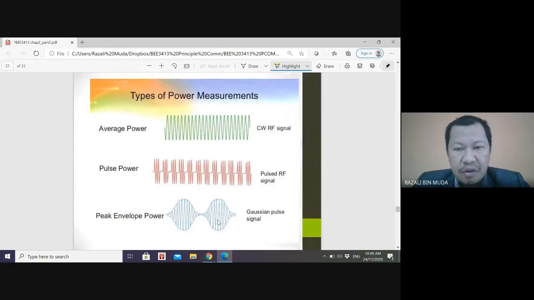Okay, types of power measurement. There are 3 types of power measurement. First is average power, normal. So this is a continuous wave radio frequency signal, high frequency signal, average power. This is what we have calculated just now, VRMS squared over R, right?